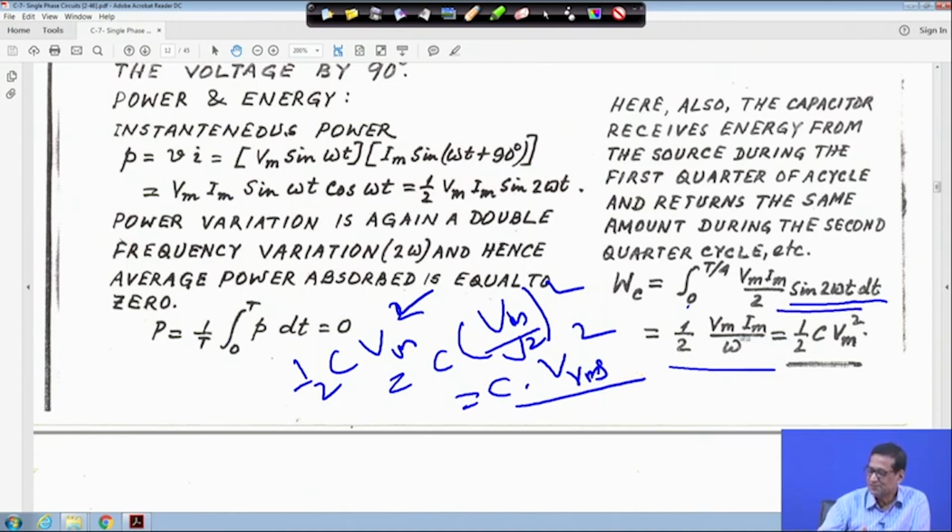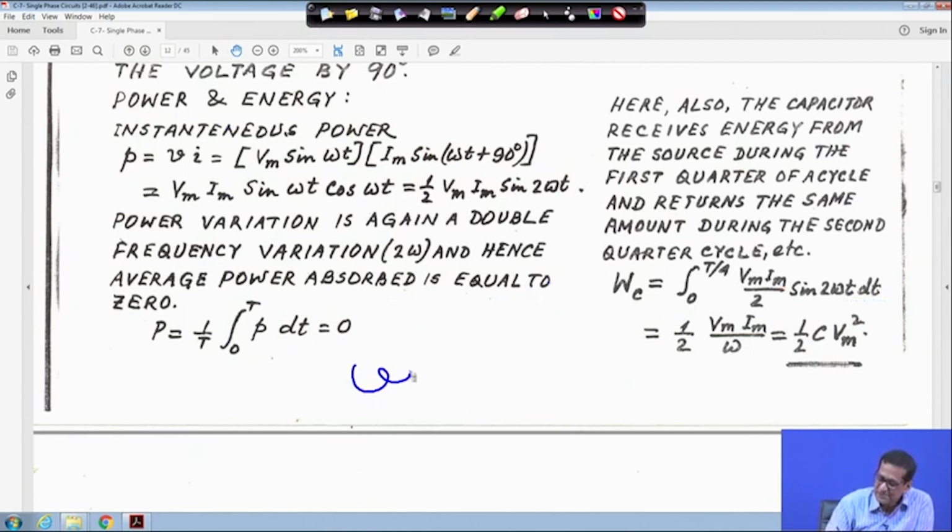This integration is very simple, you can do it yourself, but all the time you will use this relationship: omega is equal to 2 pi by T. This relationship you will use, right.